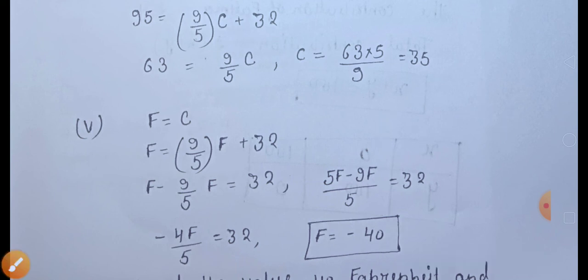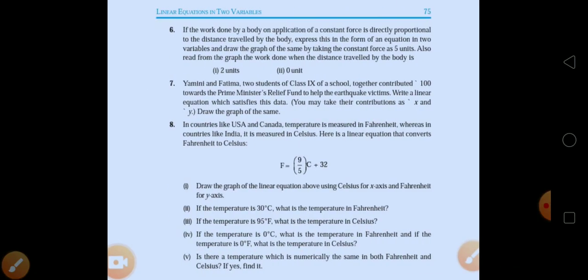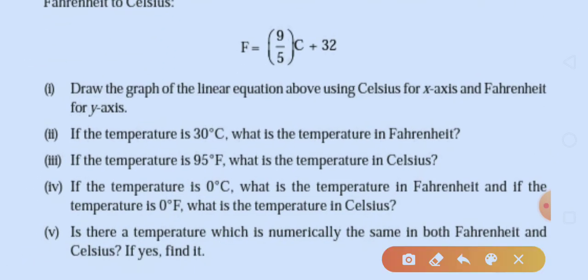It is the temperature, yes. Therefore, at the value of -40, Fahrenheit and Celsius are both numerically the same. In the fifth part, they ask if there is a temperature which is numerically the same for both Fahrenheit and Celsius. Yes, it is -40, the temperature which is the same for both Fahrenheit and Celsius.